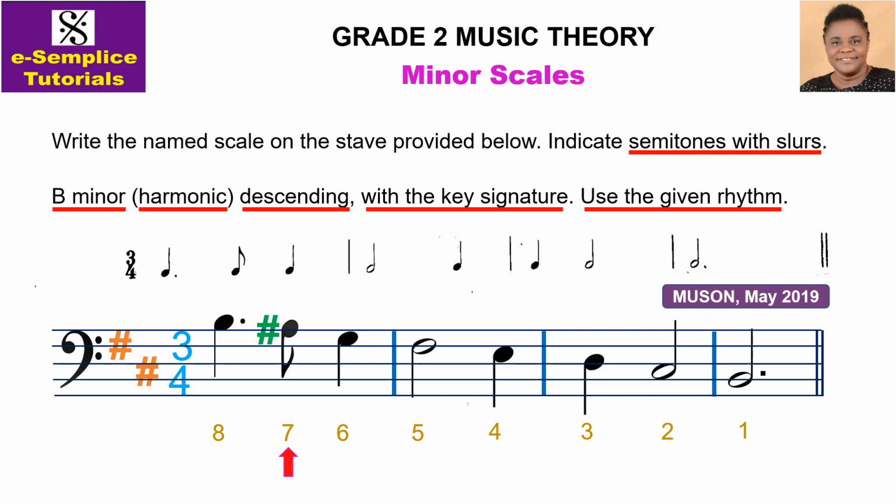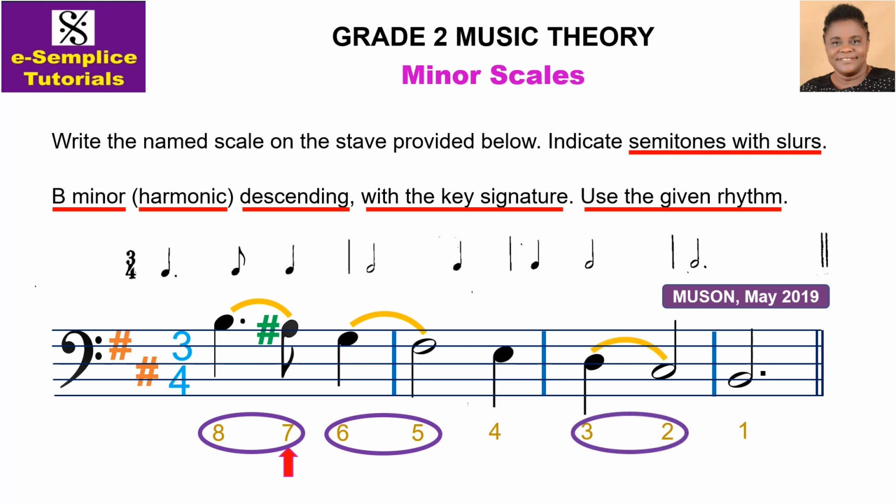This is a harmonic scale and it is a descending scale. So the slurs will be at 8/7, you add a slur, 6/5, you add a slur, 3/2, you add a slur. Looking at it, we have fulfilled all the conditions required. Practice this style more in case you find it in the exam. Know when your stem should stick up and when it should stick down.